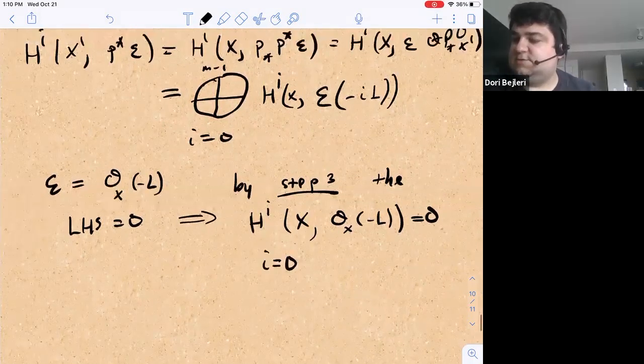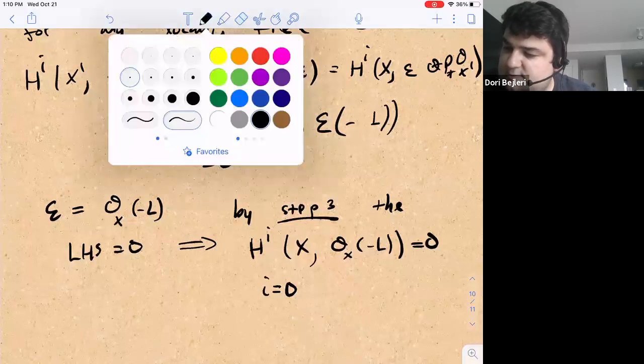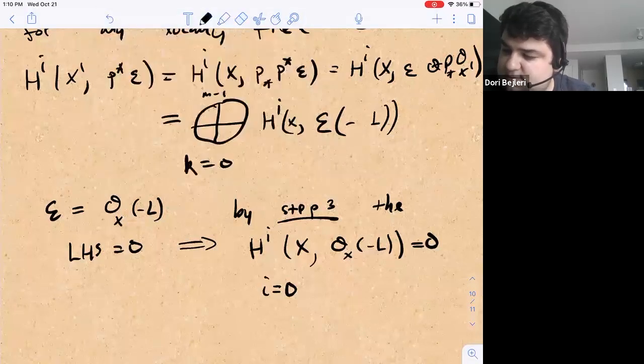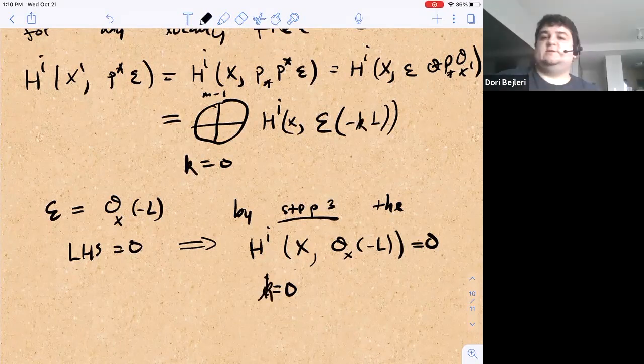Oh no, I used i and i both times. Sorry about that. Let me make this a k. There we go. So that's a special case where k is 0, when you just have the E itself.